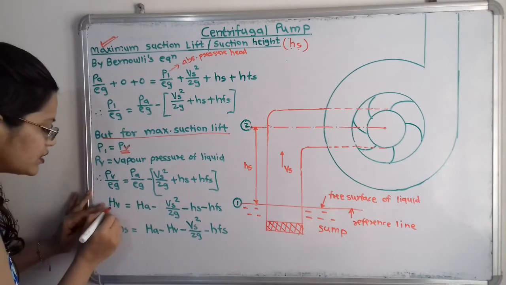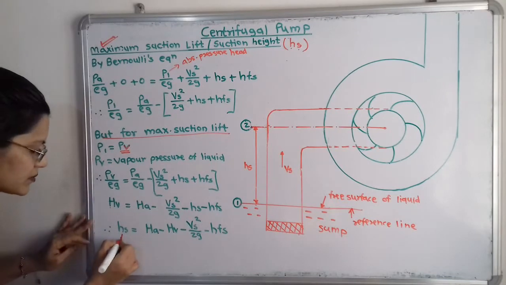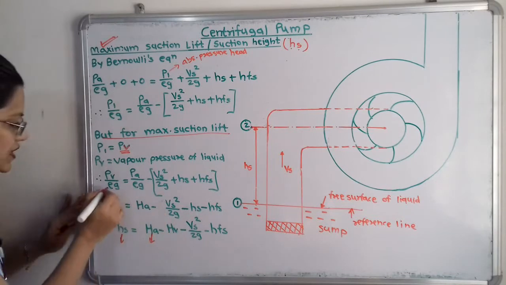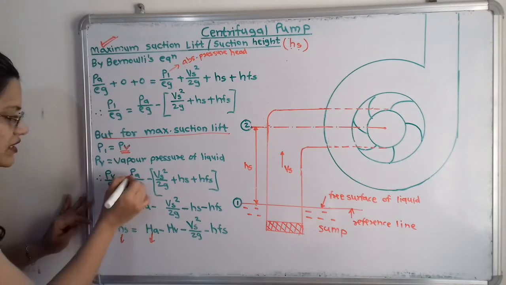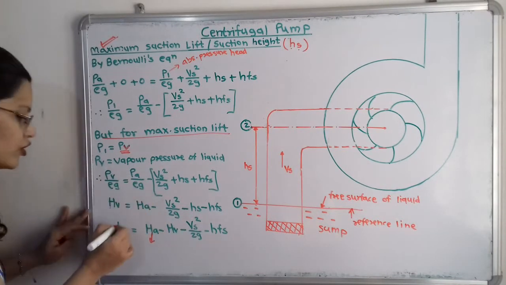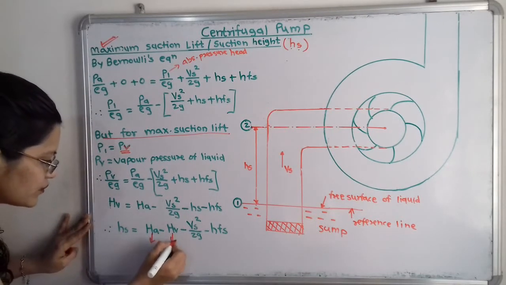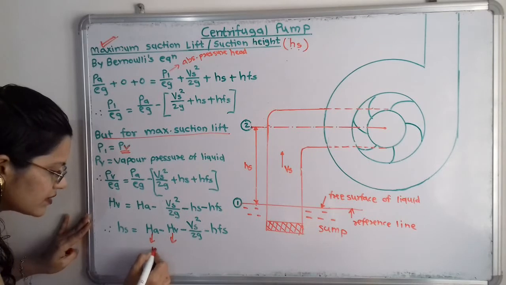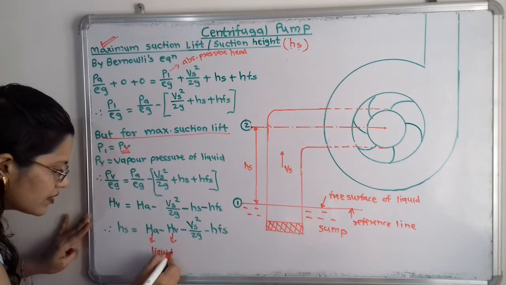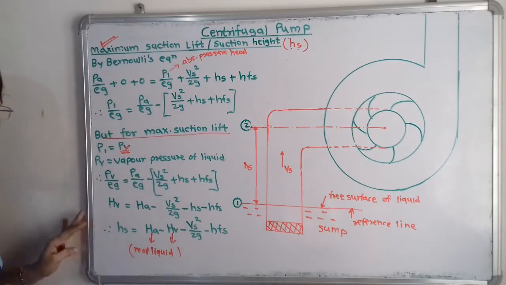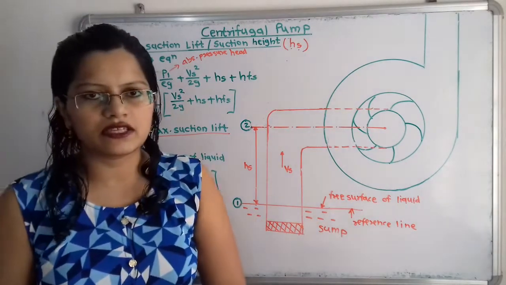Now these terms HV and HA are the pressure heads: pressure head at the vapor pressure and pressure head at the atmospheric pressure. These pressure heads, HA and HV, we have to take in meter of liquid. So their units will be meter of liquid. That may be water or any other liquid.